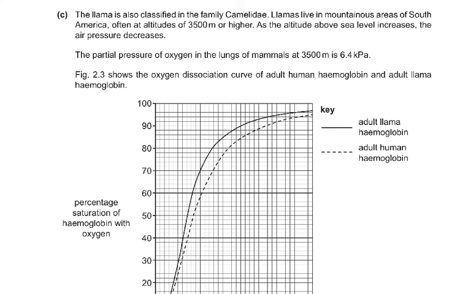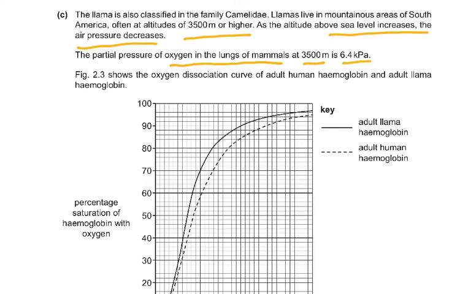The llama is also classified in the family Camelidae. Llamas live in mountainous areas of South America, often at altitudes of 3,500 meters or higher. As the altitude above sea level increases, the air pressure decreases. The partial pressure of oxygen in the lungs of mammals at 3,500 meters is 6.4 kilopascals.